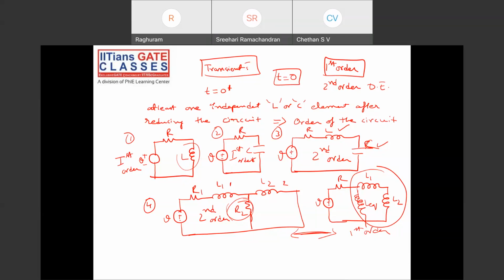Higher order circuits are not there in your syllabus, only first and second order circuits. Also, for second order circuits, you will get very few problems, only some concept based problems. For that also you should at least understand the concepts for first order and second order circuits. Okay, this is about first order and second order.